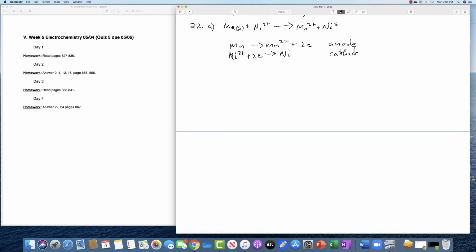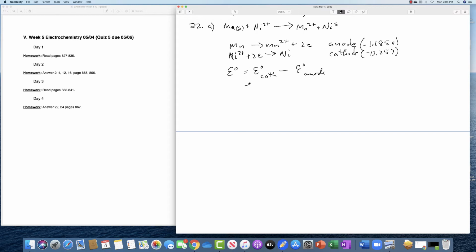Now, when you look in the table of Appendix L, I believe, you can look up the E0 for each of these, and the E0 for this is minus 1.185, and the E0 for this is minus 0.257. Now, the reason it's important to designate cathode and anode is because E0 for a cell is equal to the E0 for the cathode minus the E0 for the anode.